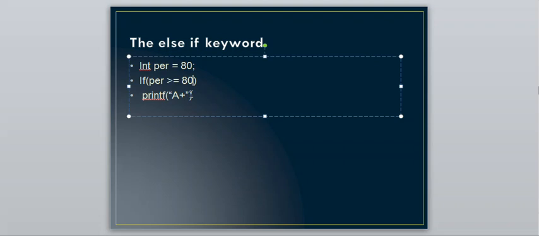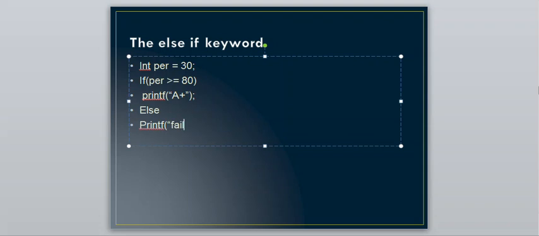Okay, what if the student's percentage is 70? Then what? Or he or she fails, means 30%. We are assuming if a student gains 30%, he or she has failed. Now the program will be if, else: if the student percentage is not above or equal to 80, consider that the student has failed. Okay, these are the two conditions.